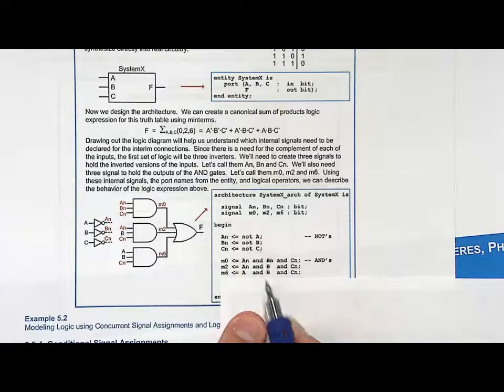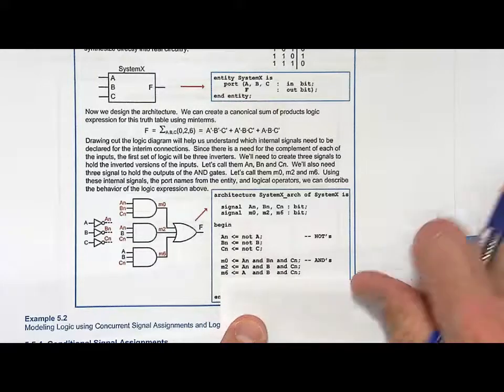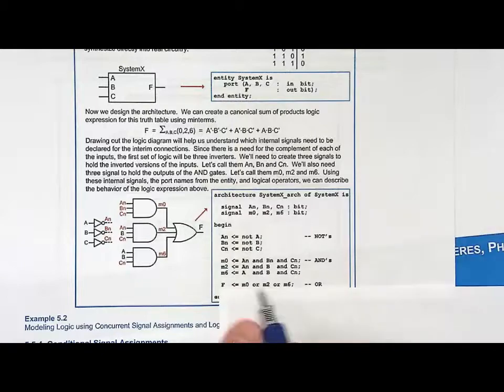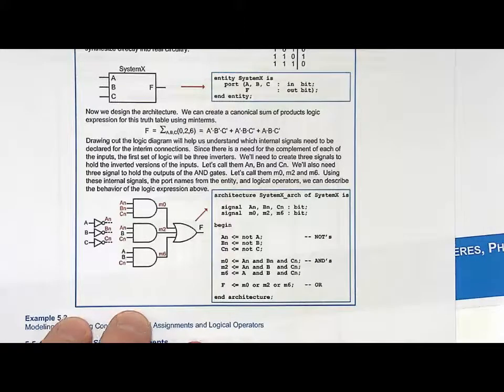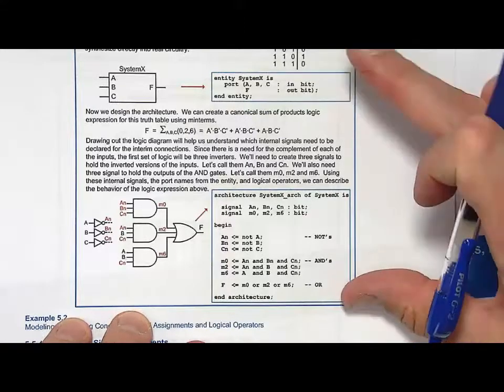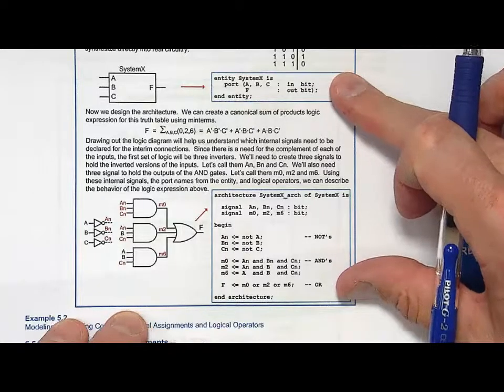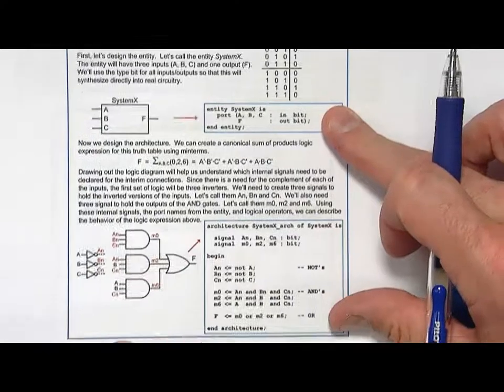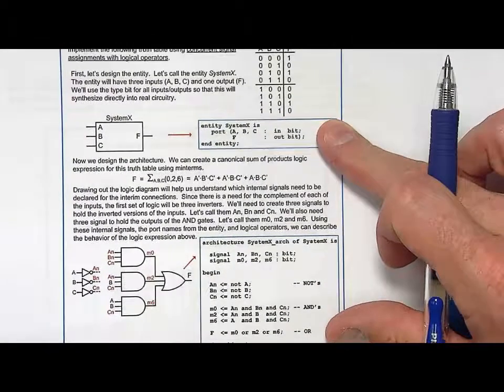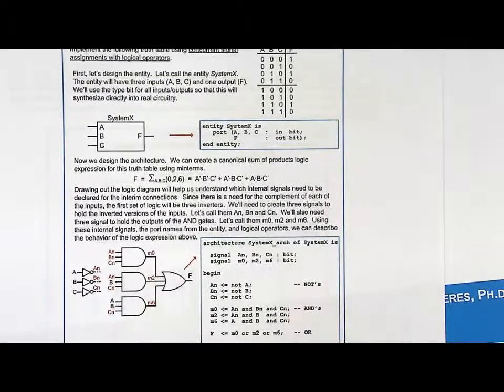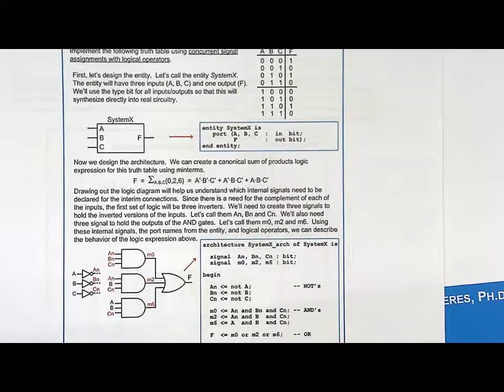So these 6 assignments now are ready to produce the final assignment, which is M0 ORed with M2, ORed with M6, and that's the output. End entity, and that's it. So my file would contain the entity and also this architecture. This would be a simulatable, synthesizable model for this truth table right here. The technique I used was concurrent signal assignments and logical operators.